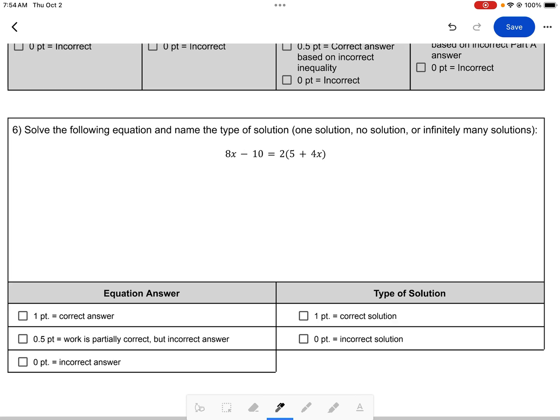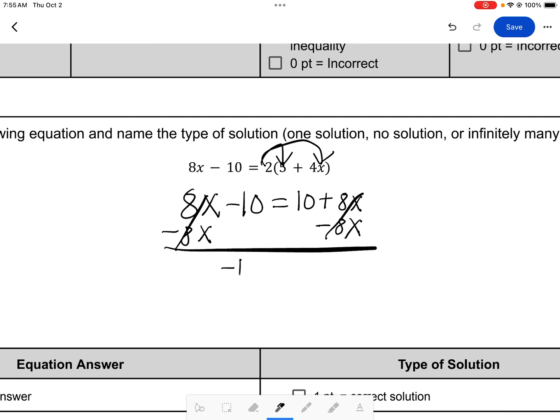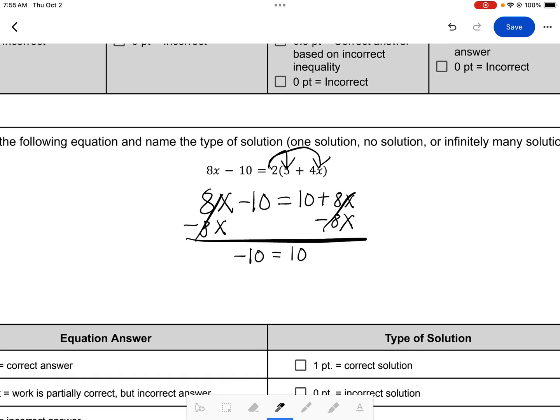All right, and then number 6, solve the following equation and name the type of solution. This is a review question. So I'm going to bring down my 8x minus 10, bring down my equal sign. I'm going to distribute the 2 to both parts of the parentheses. Remember, when I distribute, that means I multiply, so this is going to be 10 plus 8x. I want to combine my like terms, so I'm going to subtract 8x on both sides. So now I have negative 10 equals positive 10. Is that a true statement? No, it's not. That is not true, so this is a no solution problem.